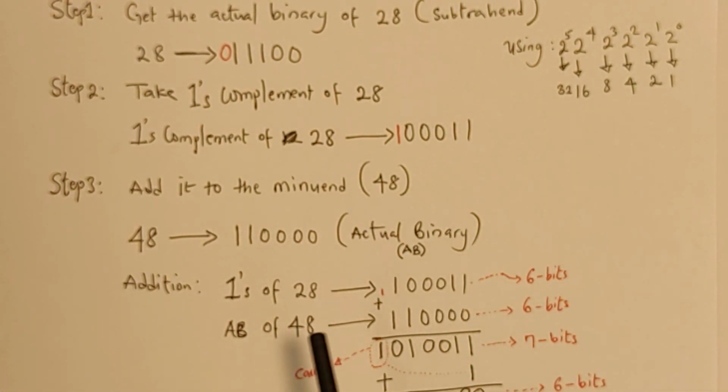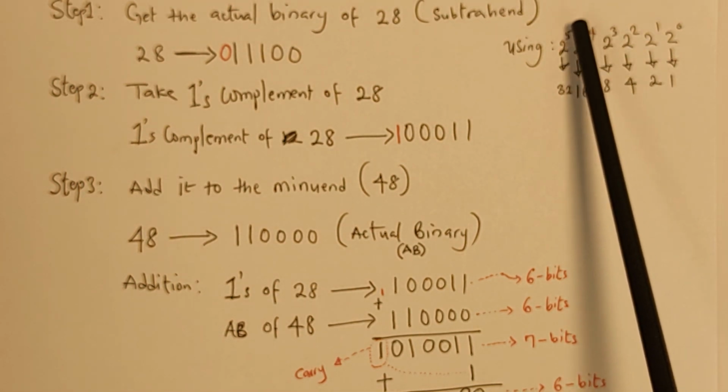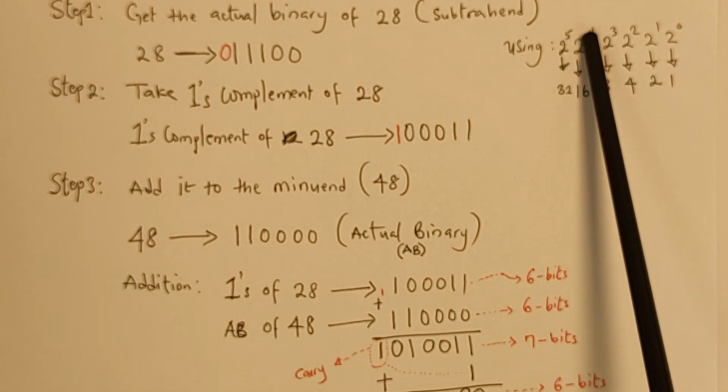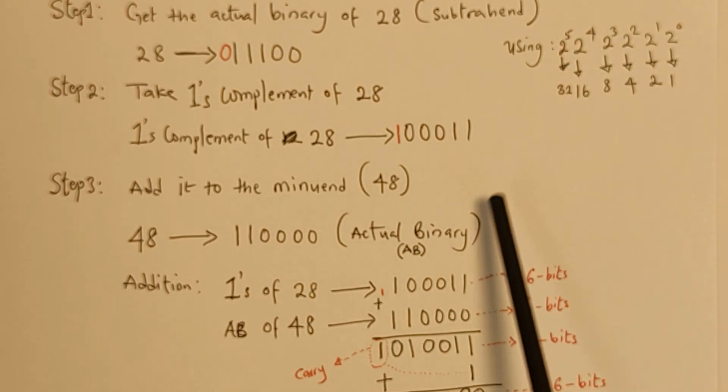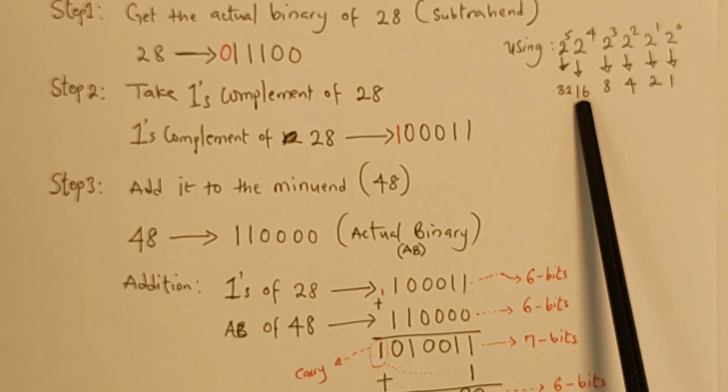110000. If you come back to this direct method, you're going to see that the highest place value is going to be 2 raised to power 5. So for us to get 48, it's going to be 32 and 16.